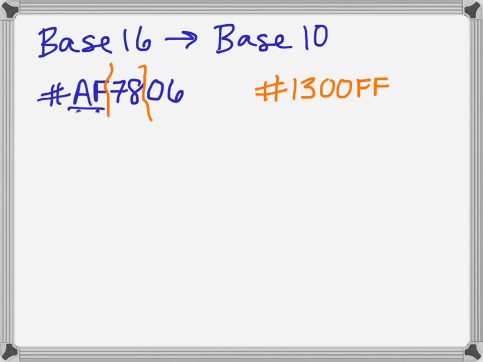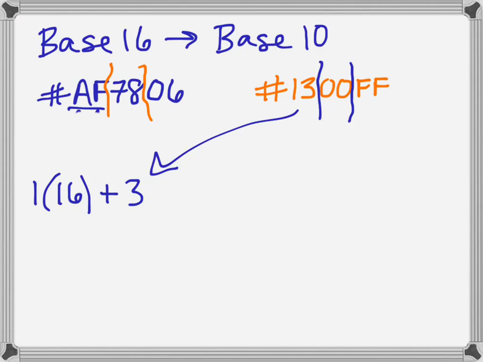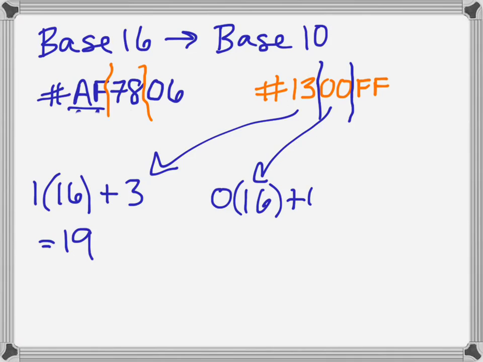Okay, and then the number 1300FF. Again, we'll split this up into three two-digit numbers. And remember, 13 doesn't actually mean 13. This is a 1-3, meaning a group of 16 and 3 ones. So this is actually 19 in base 10. 00, that's an easy one. 0 groups of 16, 0 ones is just 0.